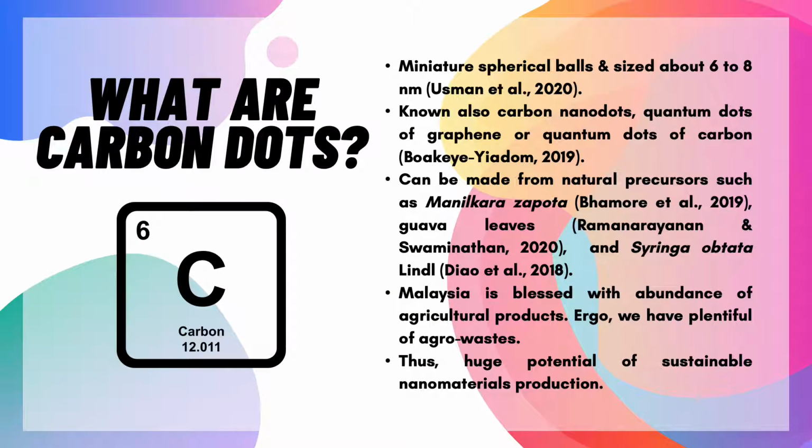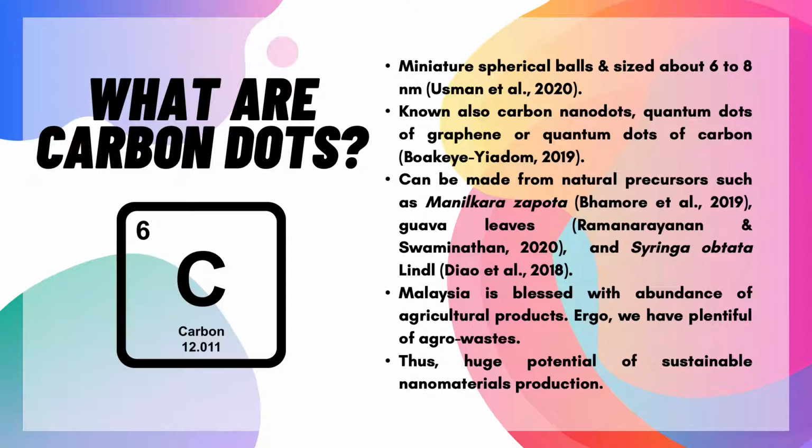The luminescent nanoparticle in question is carbon dots. So what are they? They are actually miniature spherical balls and they are only about the size of 6 to 8 nanometers. They are very small. They can be known by many names actually: carbon nanodots, quantum dots of graphene, or quantum dots of carbon. It actually has been made from various natural precursors such as Manilkara zapota, guava leaves, and Syringa oblata. So there's many more that have been used actually in literature.